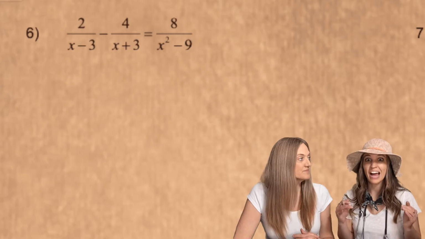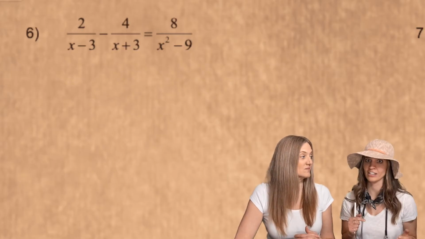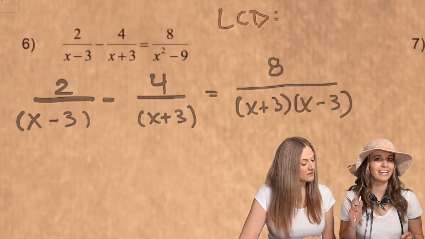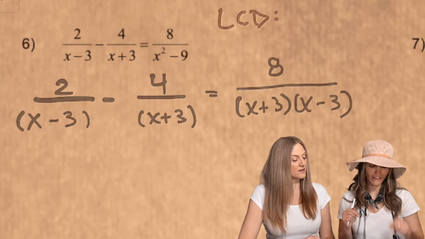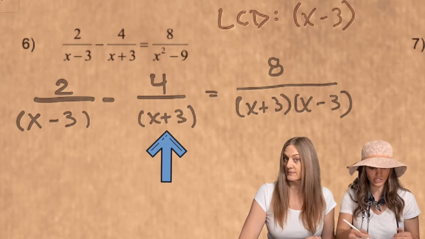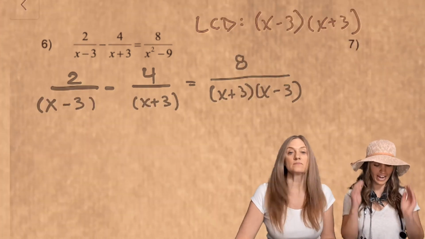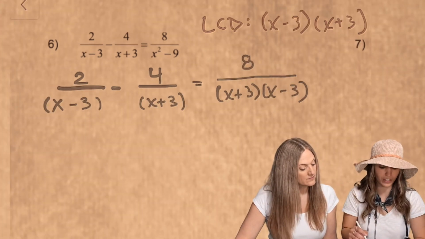Yes, we've cleared the level. Level 6. Now we look at these denominators and I can't tell what the least common denominator is yet. I better factor first. As I try to identify the least common denominator for this one, I look at that first denominator, I know I'm gonna need an x minus 3. I look at the second one, I have an x plus 3. And the third one has both. So we're set.